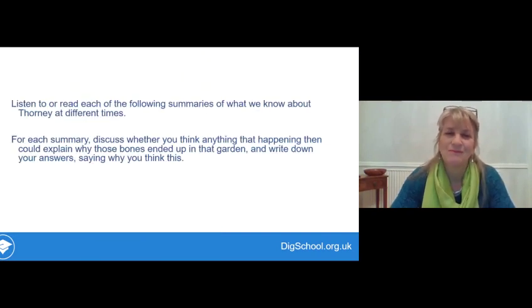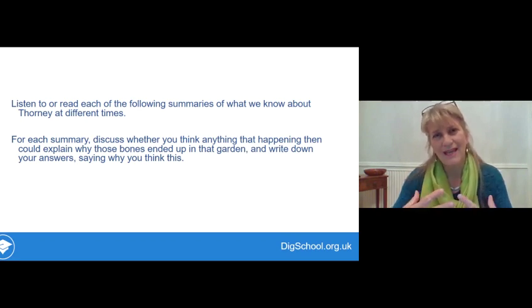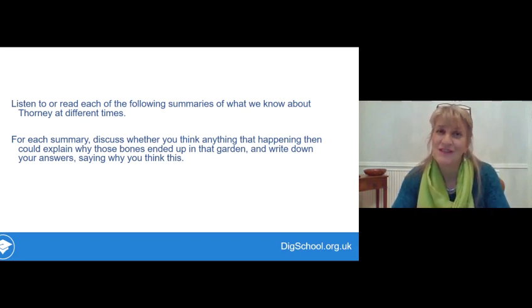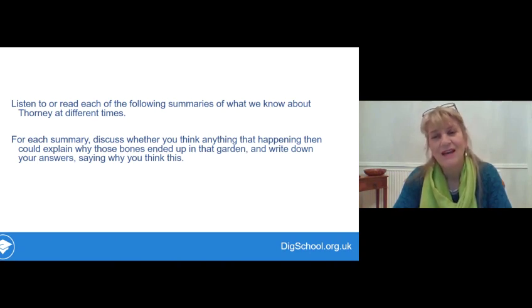So what I'm going to do now is summarise a little bit of the historical information that we know. And there's a huge amount, so I'll just tell you a little bit. And for each of those summaries, stop and then discuss whether you think that anything in that information could help explain what those bones are doing in that garden, why they were brought together, why they ended up there. And then write down your answers and try and explain why you're coming up with those answers. What's the evidence you've got to support that suggestion?